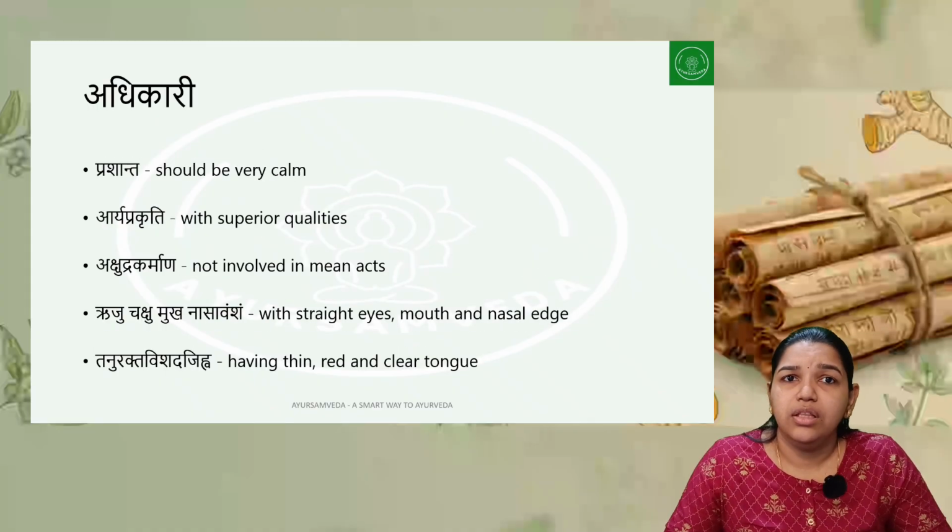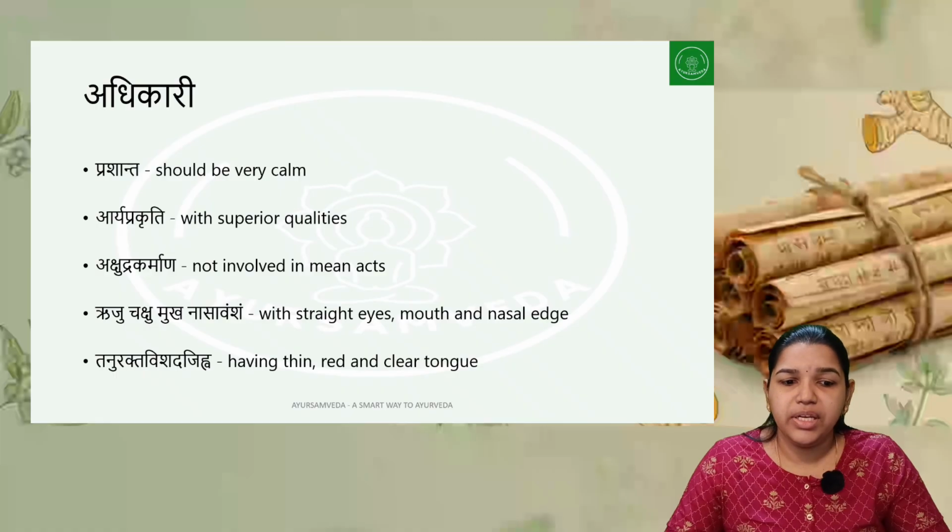Prashantam, the person who is very calm in nature. Arya prakriti, he should have superior qualities in behavior and conduct, having good qualities.